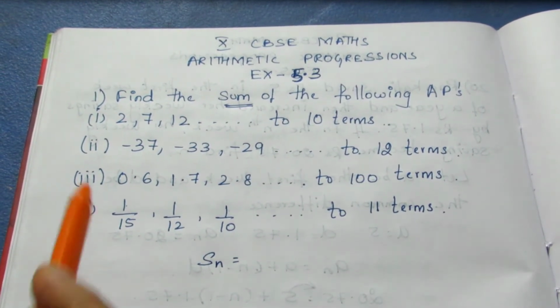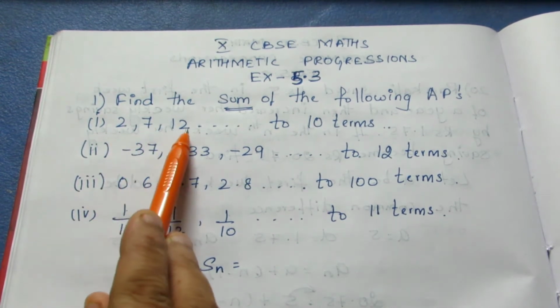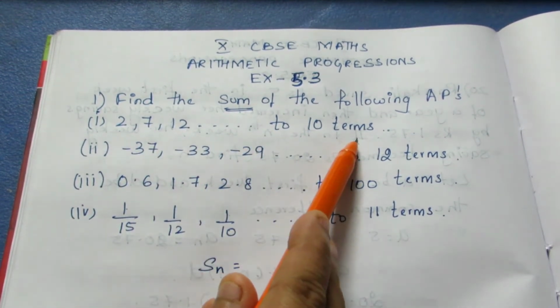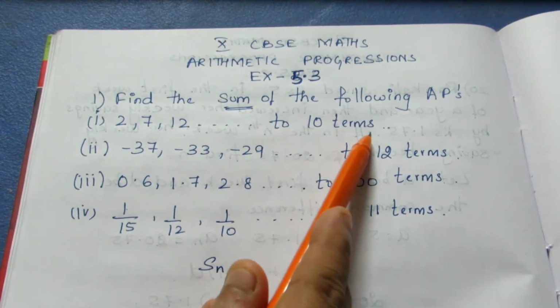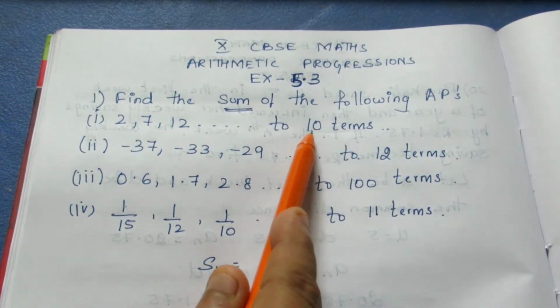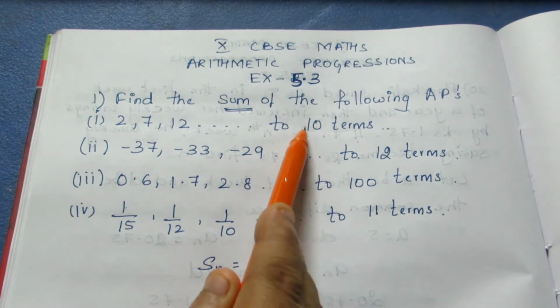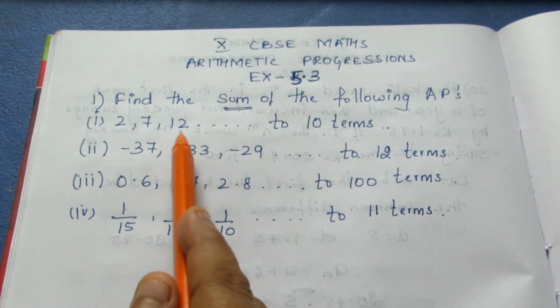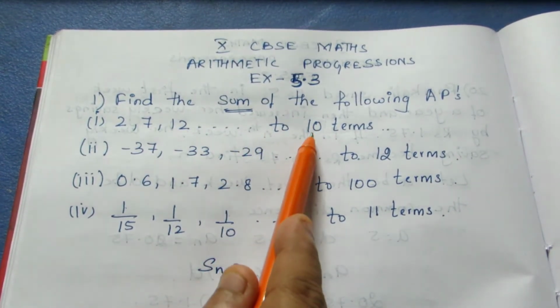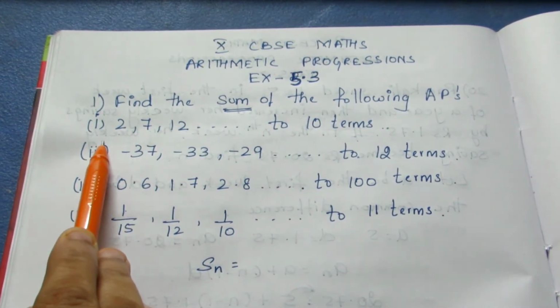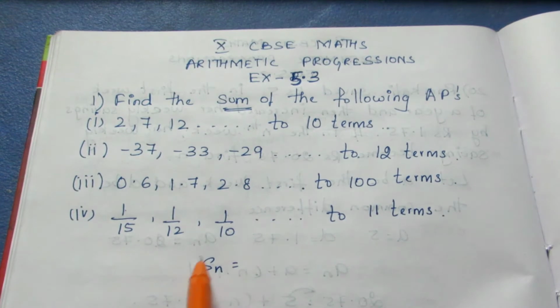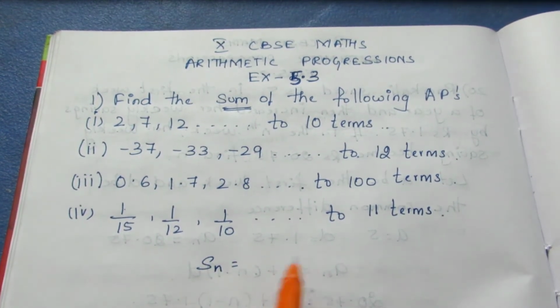Here, in the first question it's given that 2, 7, 12 up to 10 terms. So they have not given the last number, they have just given 10 terms. Terms in the sense, the given number here is n. So till 10 numbers we need to find the sum. So n is given, this is a, we can find d. We need to form the Sn formula and we can find d.